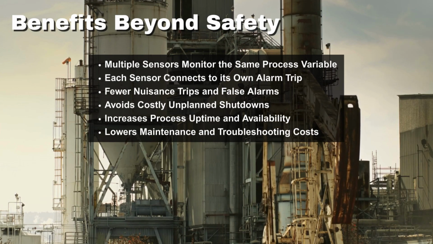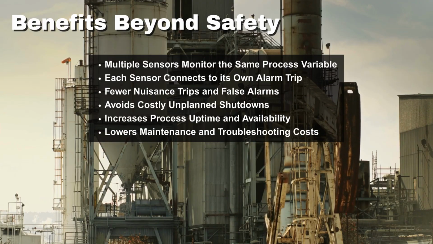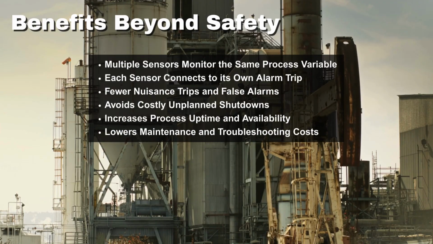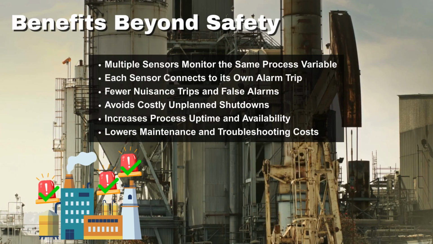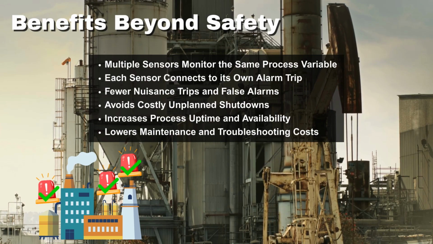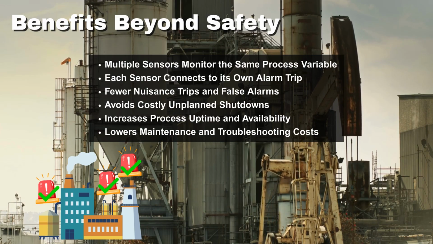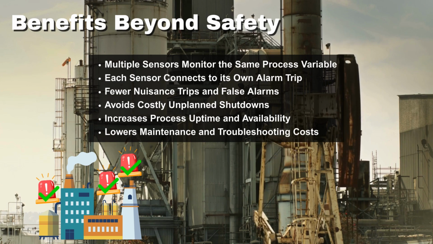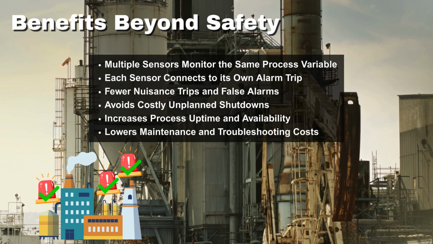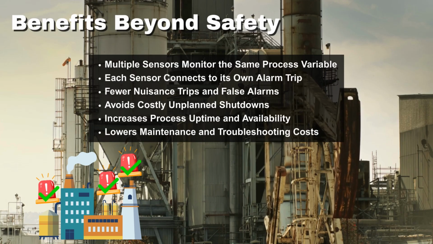Redundant alarm trip strategies are used anywhere process safety and uptime are critical. In these systems, multiple sensors are often measuring the same process variable and are wired to their own dedicated alarm trip or system. The overall alarm circuit will be tripped when the voting strategy requirements have been met.